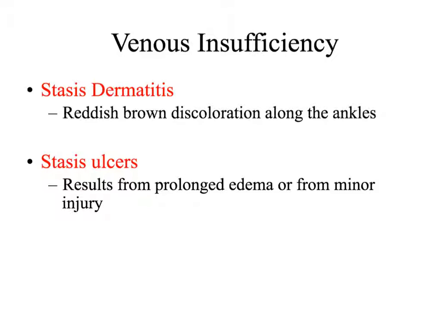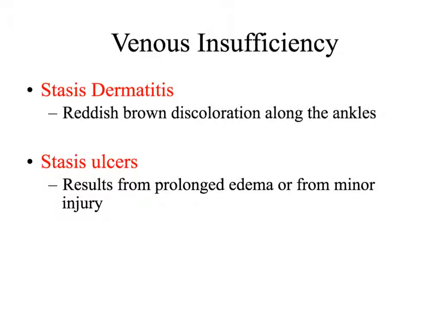Stasis ulcers result from prolonged edema or from minor injury to the area. So as you can imagine, these swollen lower extremities are very prone to injury if they bump them just because of the tightness of the leg. They can be injured very easily. And then they're typically difficult to heal because of the poor blood flow.